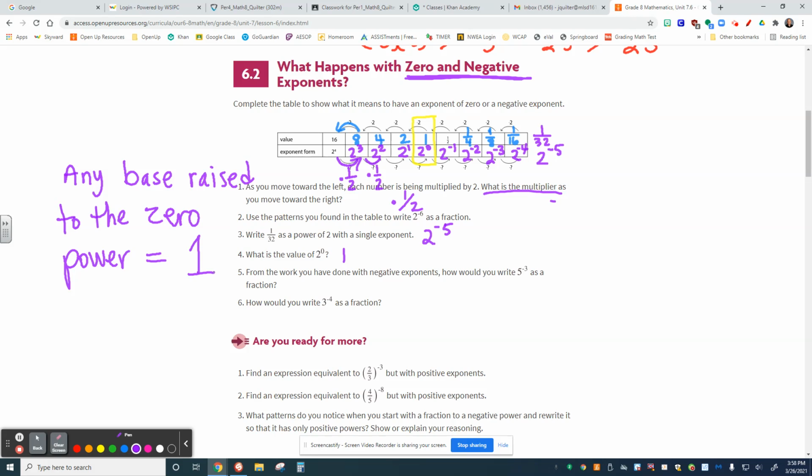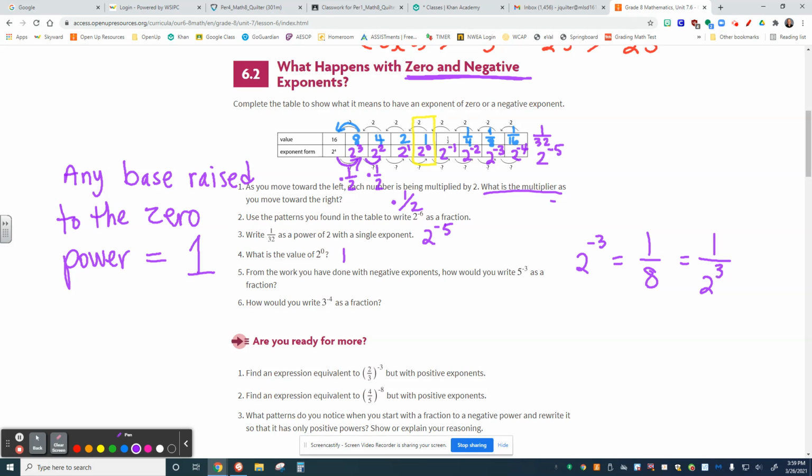So from the work that we've done with negative exponents, how would you write 5 to the negative third as a fraction? What we recognize with 5 to the negative third is we have to consider this. If we look for a negative third, we see that we came with a power of 2. When it was 2 to the negative third, it equaled 1/8. Something important that we can note is that 1/8 is also 1 divided by 2 to the third power.